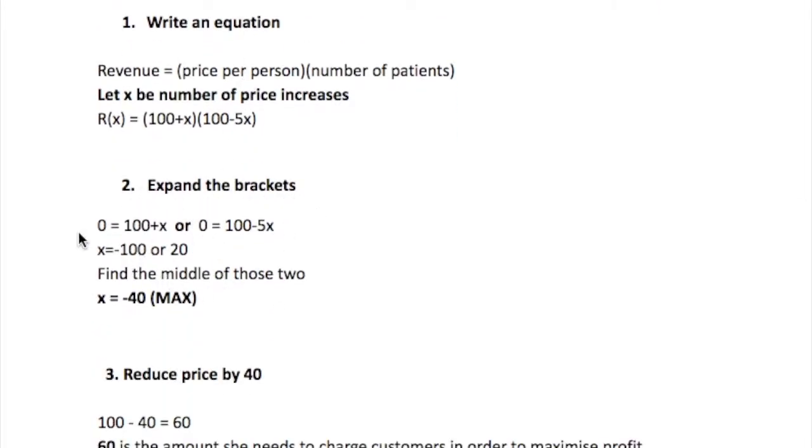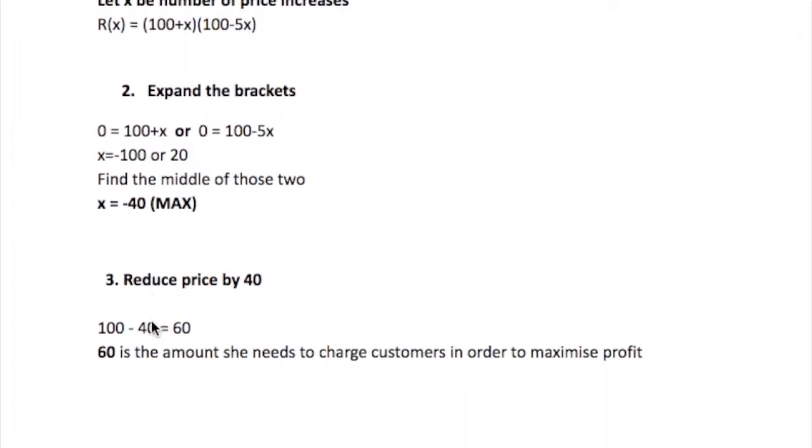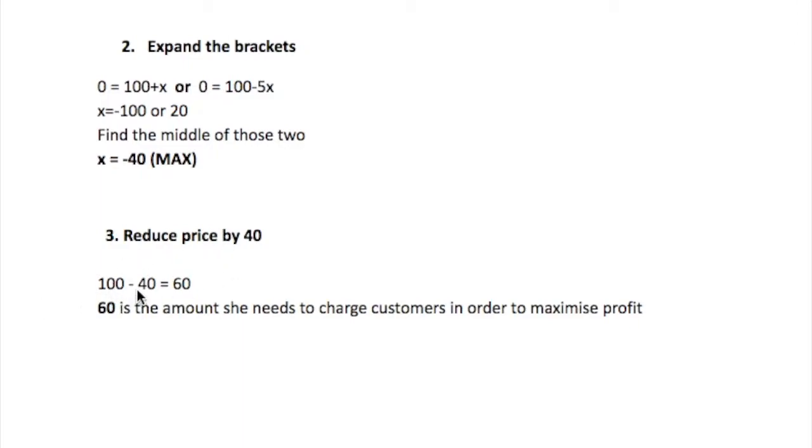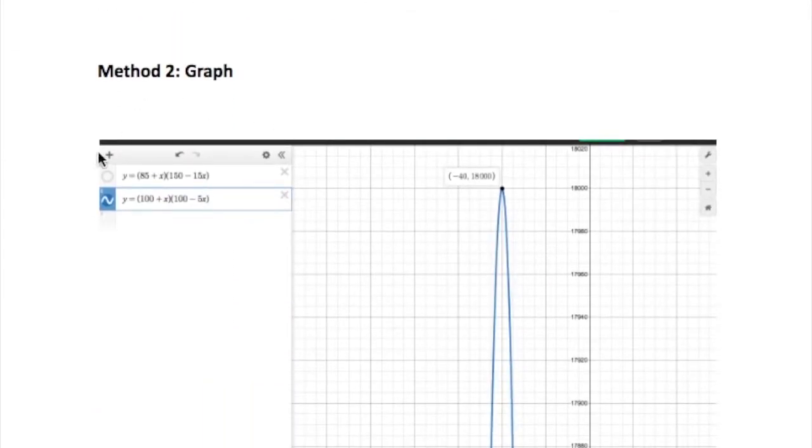Expand the brackets. This will come up with 2 roots, negative 100 and 20. The middle of these 2 roots is negative 40. Now reduce the overall price by 40, which ends up being 60. 60 is the amount she needs to charge customers in order to maximize profit. Now, again, method 2, graph. As you can see, I've graphed the equation using Desmos.